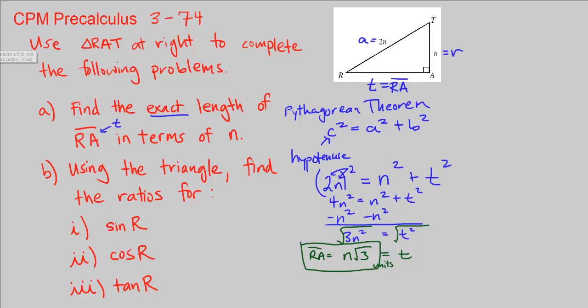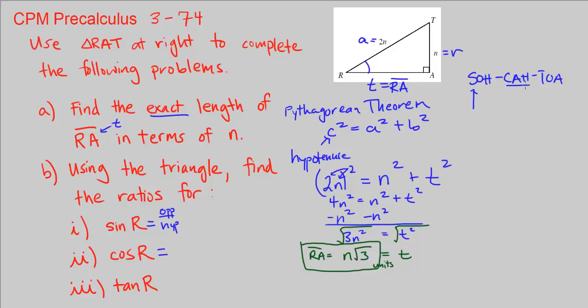Alright, so part B says to use the triangle and find the ratios of sine, cosine, and tangent of angle R. So here's R. So we're looking at sine, cosine, and tangent of angle R. The memory tool that helps us know the ratios for all of our trigonometric functions is SOH CAH TOA. So S here stands for sine. So this one is just SOH, which means O over H, or opposite over hypotenuse.